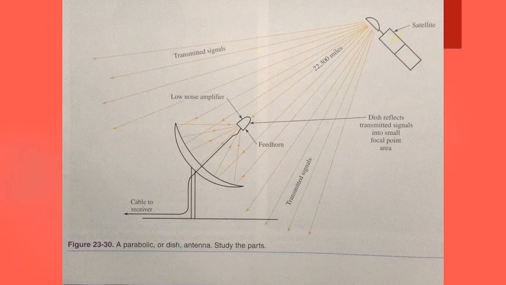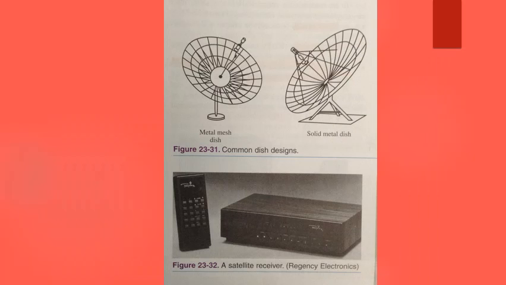Figure 23-31 shows 2 dish designs. Motors are often used to move dishes. This way, signal from more than one communication satellite can be received, or the dish can be lined up with a particular satellite.